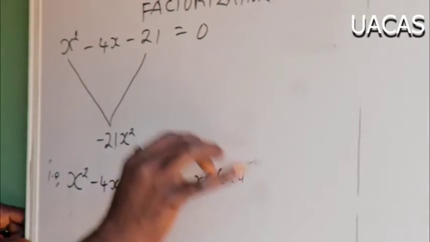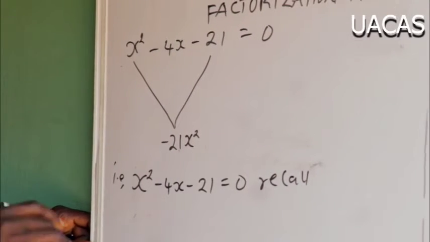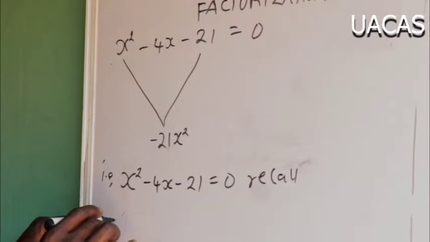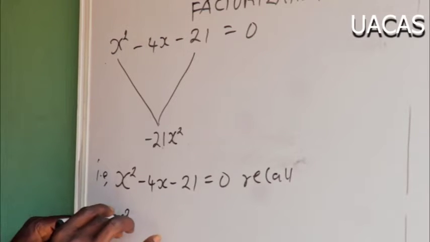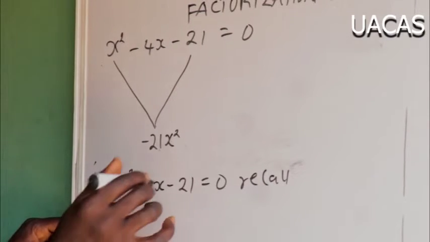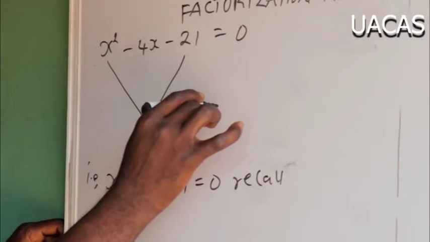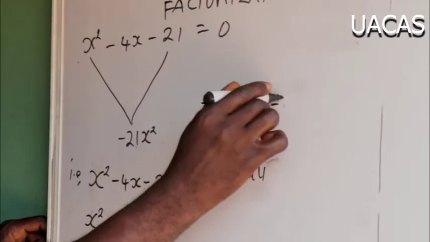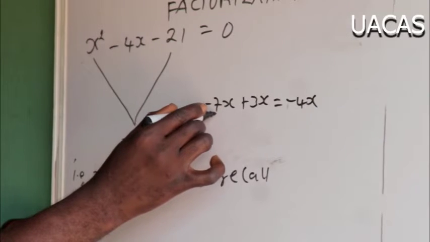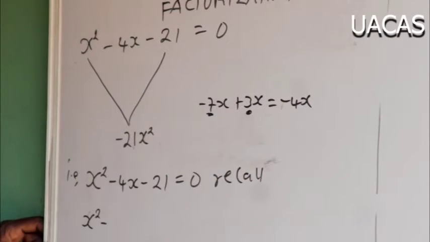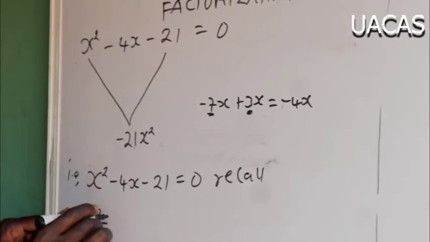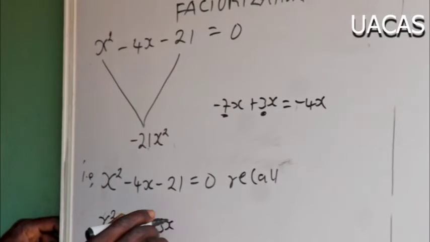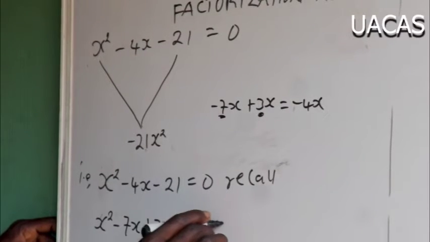Recall. So we now have x squared minus, remember that we have minus 7x plus 3x equals minus 4x. The two terms are minus 7 and 3. So replace it. We have minus 7x plus 3x minus 21 equals 0.